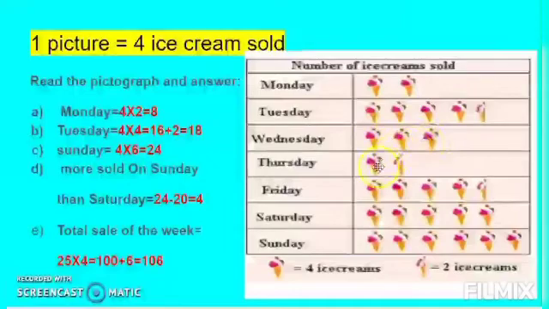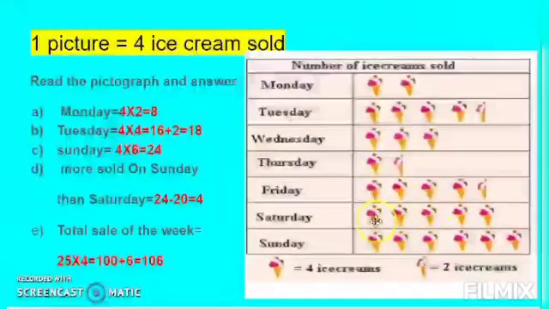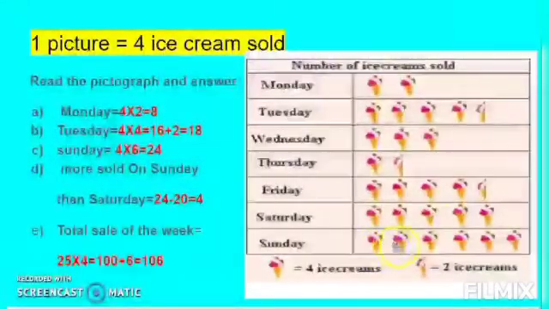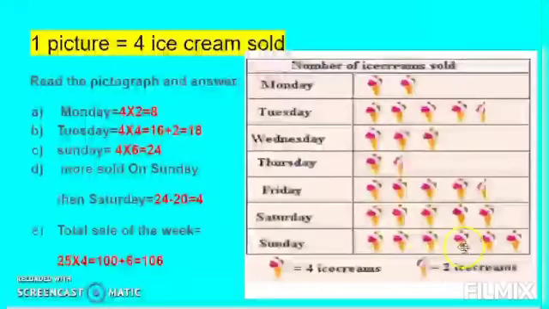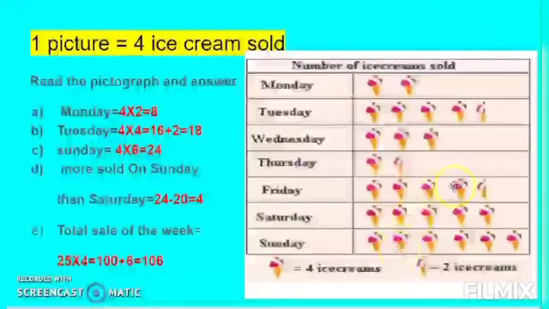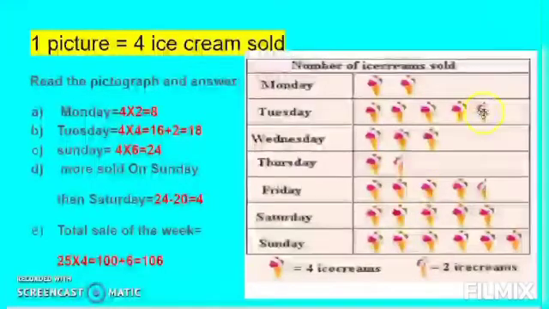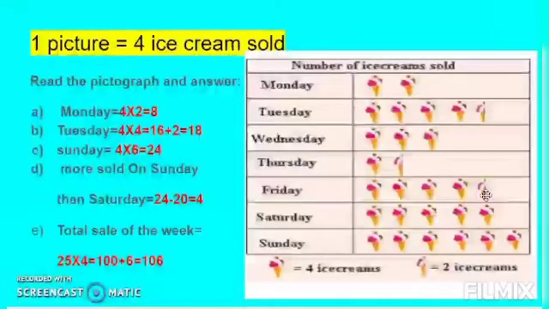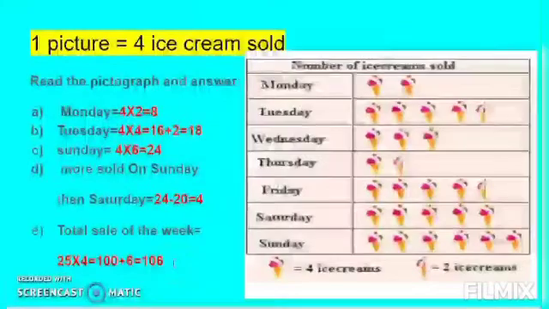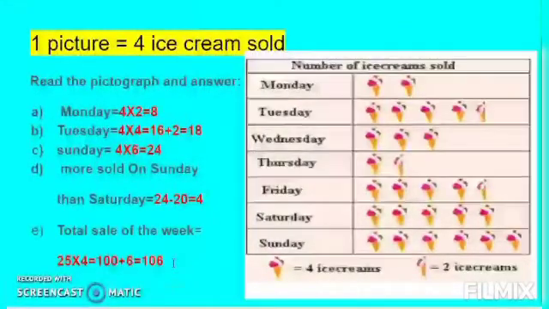7, 8, 9, 10, 11, 12, 13, 14, 15, 16, 17, 18, 19, 20, 21, 22, 23, 24, 25 into 4, that is 100. Plus let us count the halves. 1, 2, 3 halves, that is 3 into 2, 6. So 100 plus 6, that is total ice cream sold in the entire week is 106 ice creams.